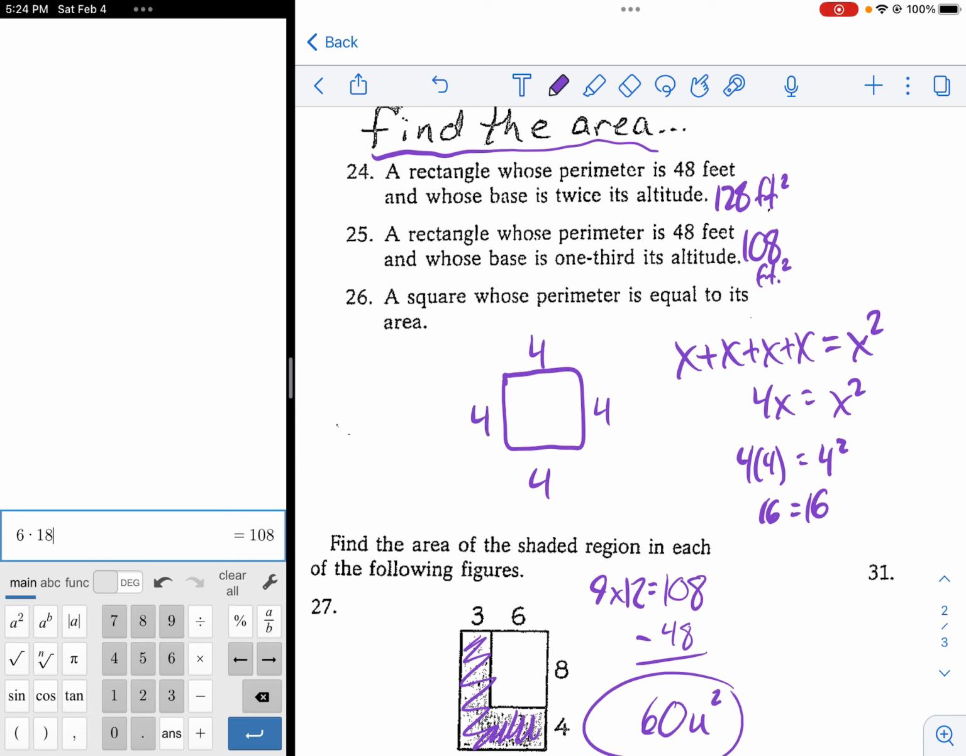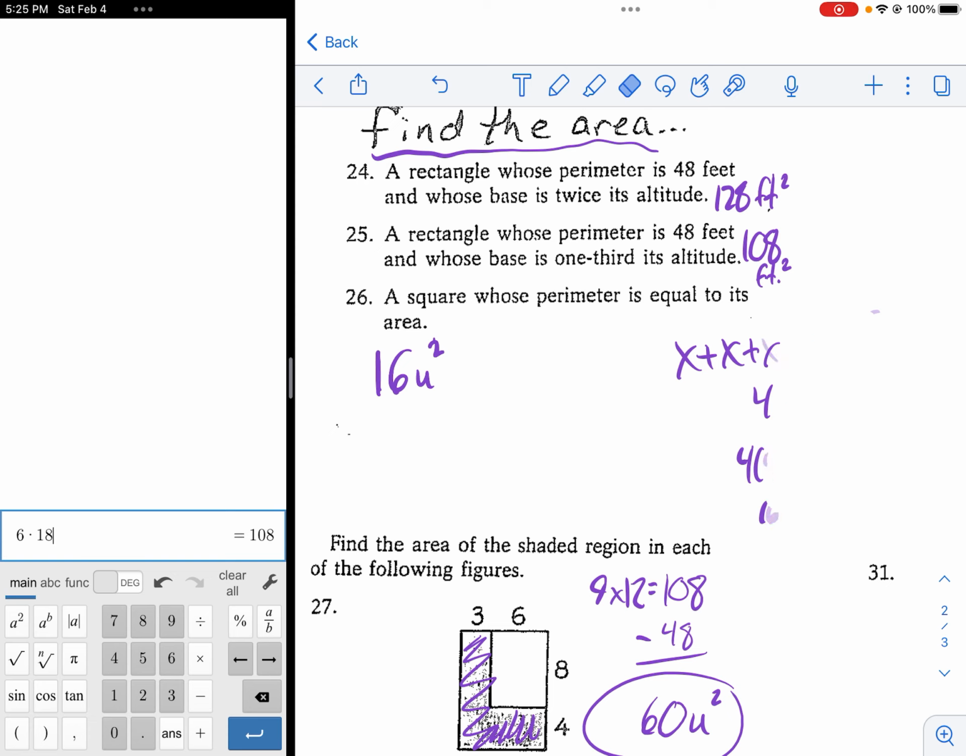So if I'm finding the area of a square like that, it would be 4 times 4, which would give me 16 units squared, because I'm not given a unit like I have been previously. So 16 units squared would be the answer to that question. Again, just setting up an equation and thinking critically through each of those solutions.